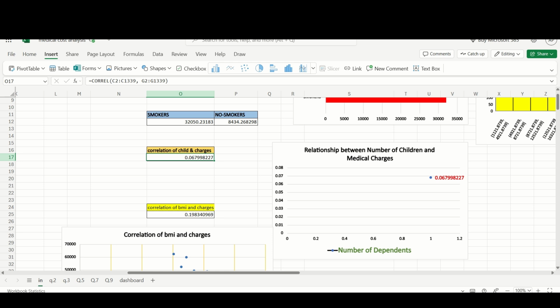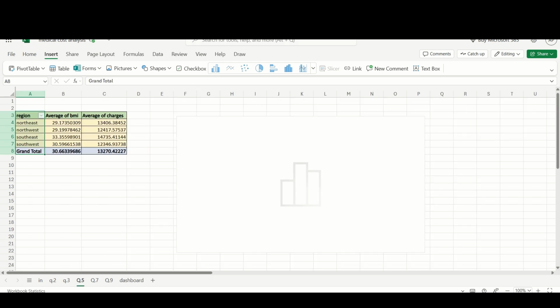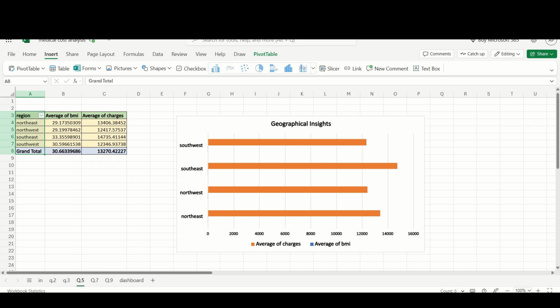Now let's look at question 5. Determine which US region has the highest average medical cost and BMI. Create a pivot table and chart that summarizes data by region. So for this I have used a pivot table and pivot chart. Here I have added region into rows and BMI and medical charges into values and set it to average.